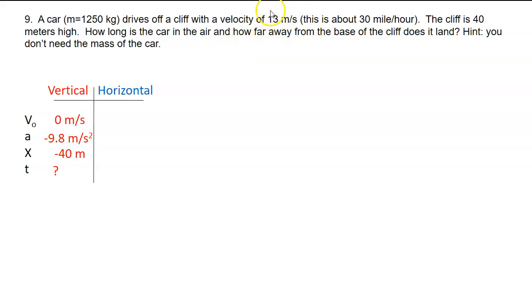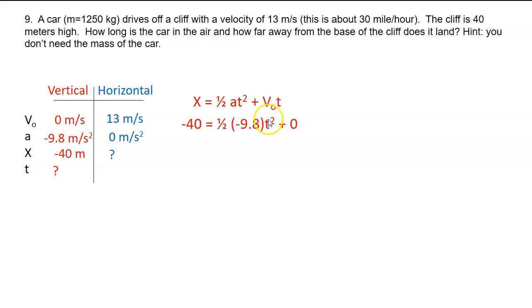They give us the initial velocity, it's 13 meters per second. There is no acceleration horizontally, remember, because horizontally the object continues at constant velocity. All right, we don't know x. Using this information, we can use the same kinematic, the one that doesn't include final velocity. We can plug the info in. Remember, we're solving for t.